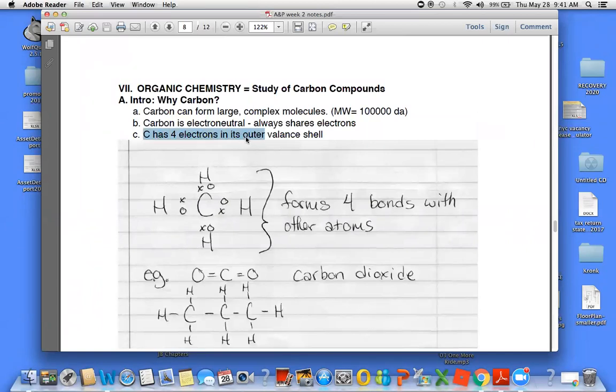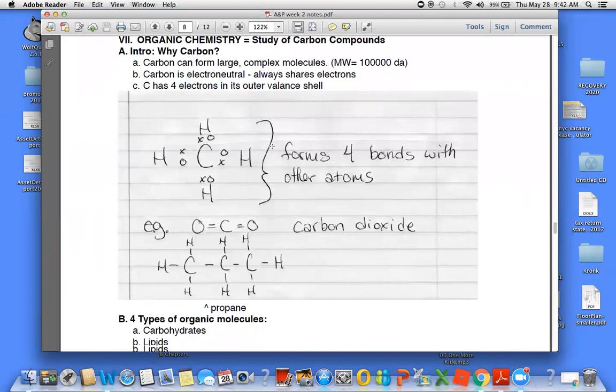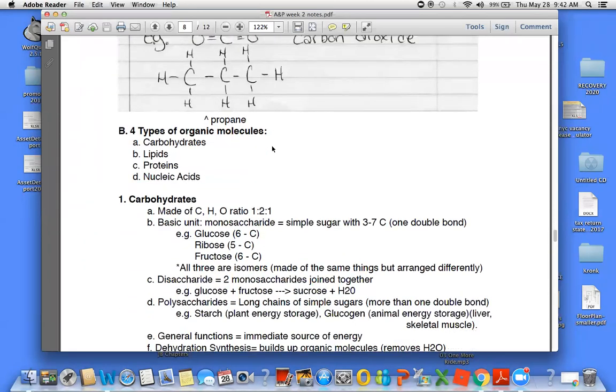Carbon has 4 electrons in its outer valence shell. And that means, according to the octet rule, how many bonds does it want to form? 4, because it wants to get 4 more electrons. It has 4. It wants 4 more to form 8 electrons. And 8 electrons satisfies the octet rule. We have 4 types of organic compounds in the human body: carbohydrates, lipids, proteins, and nucleic acids.